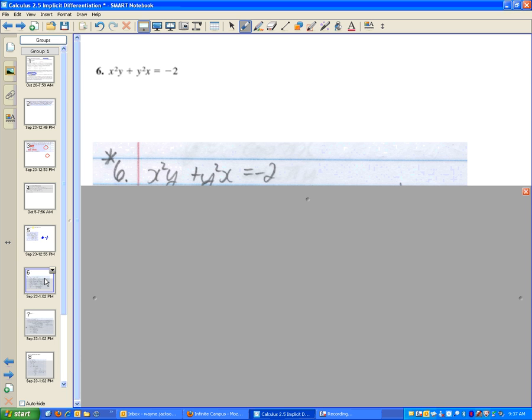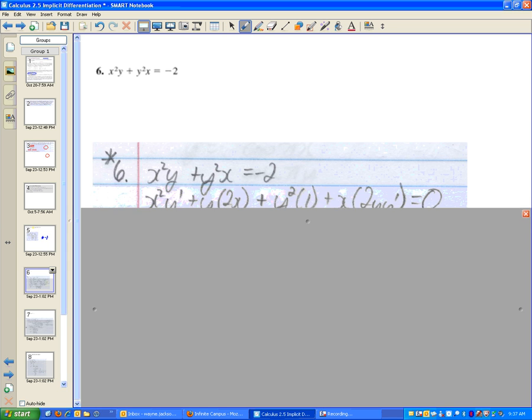Number 6. We're still going to use implicit differentiation. This time we have x squared y plus y squared x equals negative 2. It is scary.